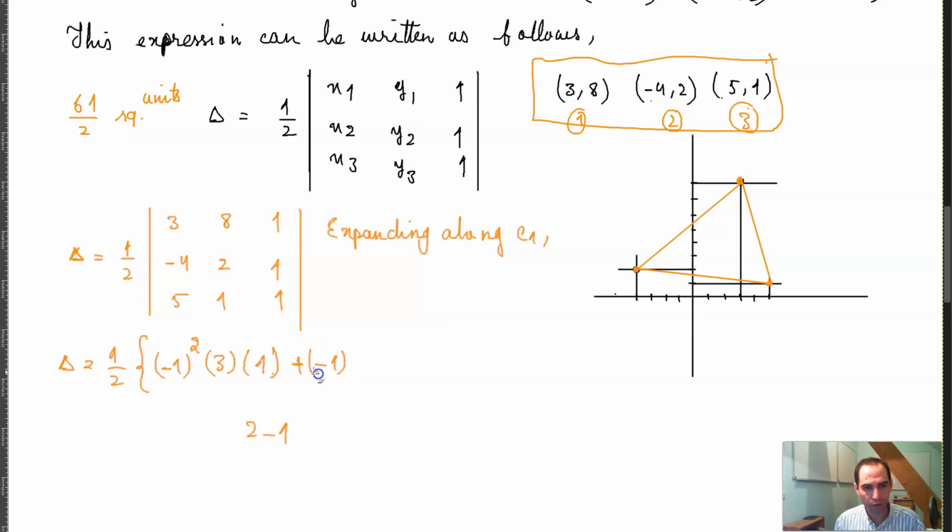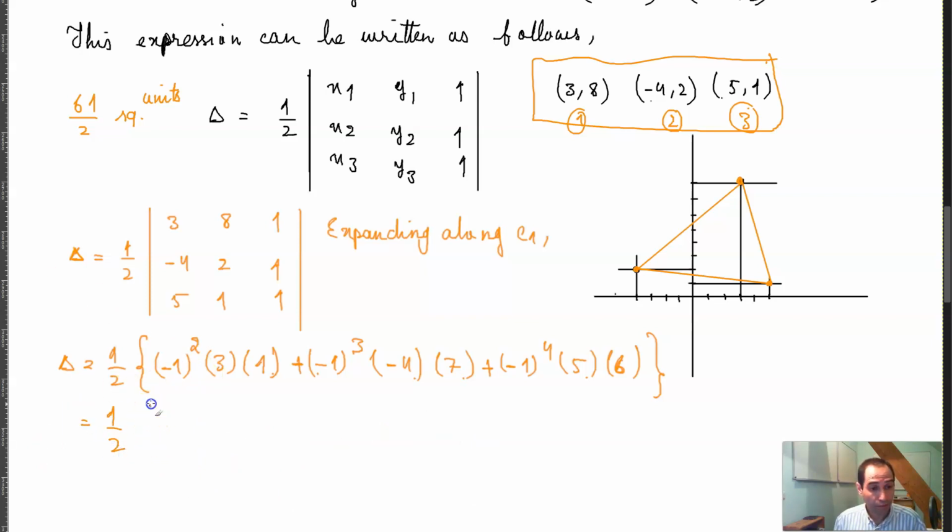Plus negative 1 raised to the, so here you have the second row first column, so to the third power, times negative 4, times this determinant 8, 1, 1, 1, so you have 8 minus 1, so that's a 7, and plus negative 1 raised to the fourth power times 5, times this determinant 8, 1, 2, 1, which is 8 minus 2, which is equal to 6. Now, if I calculate this, let's see what we get.